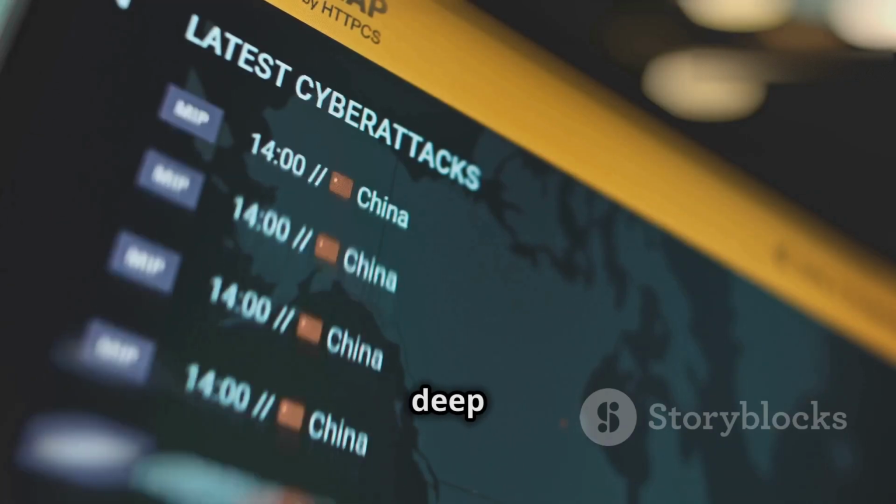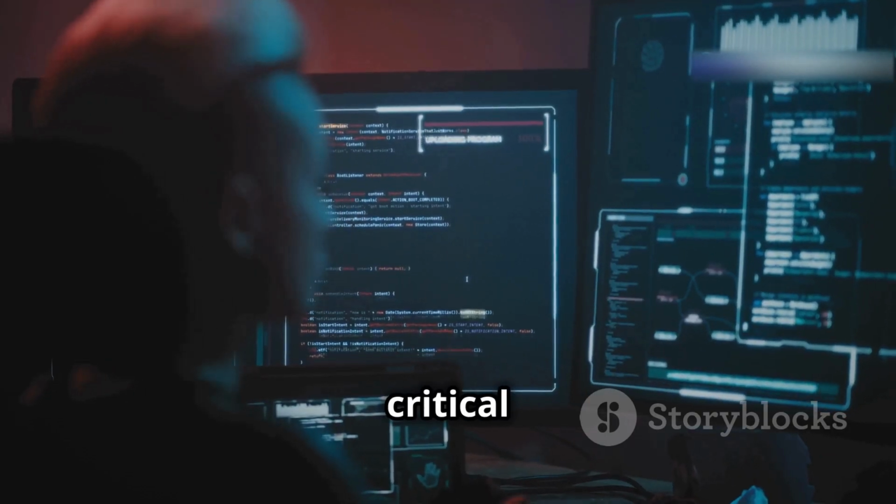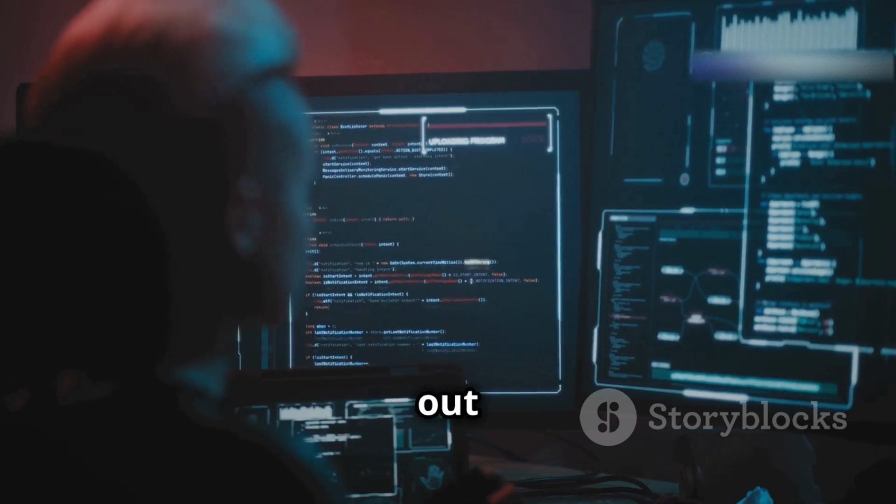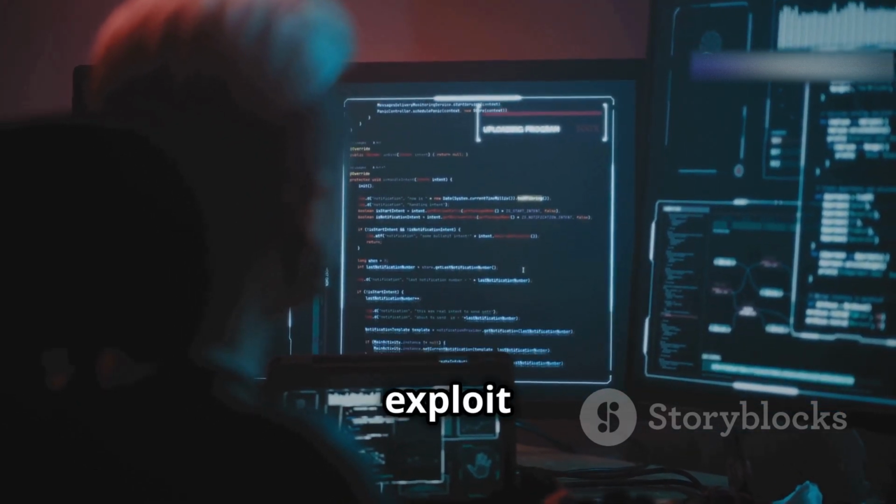Today we're going deep down into the OWASP Top 10. We're talking about the most critical web application security risks out there and, more importantly, how to exploit them.